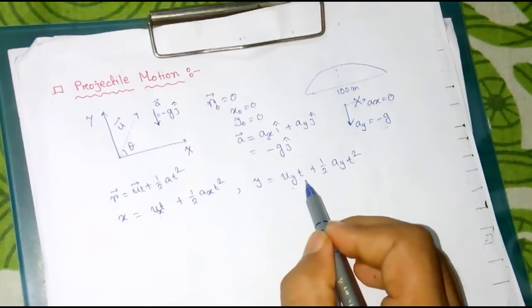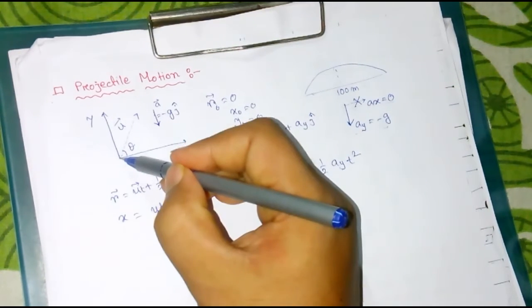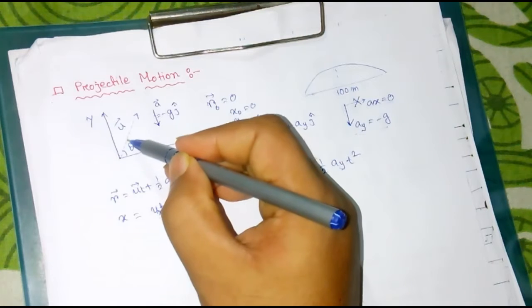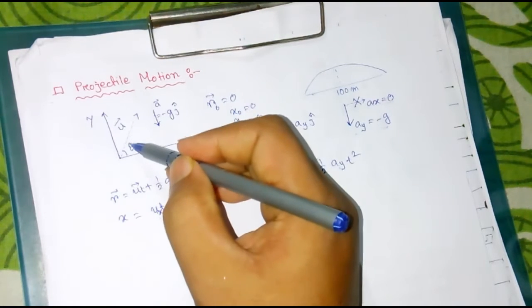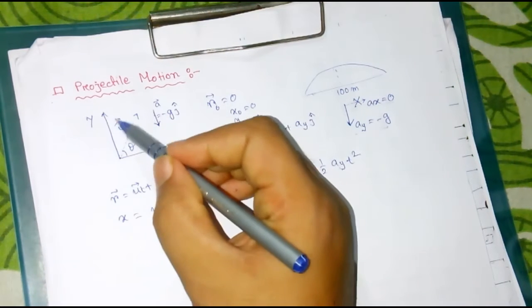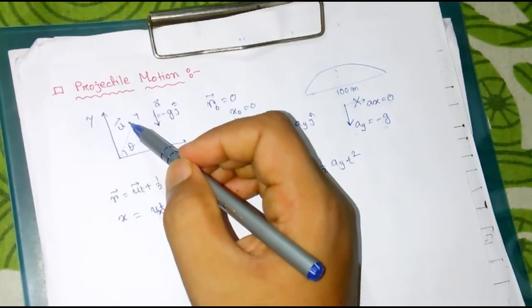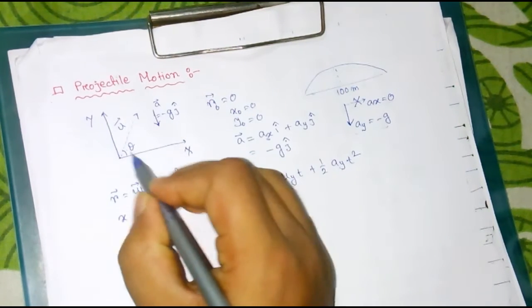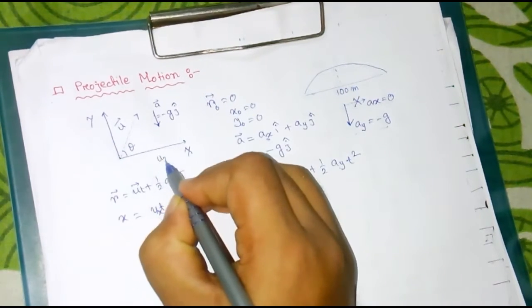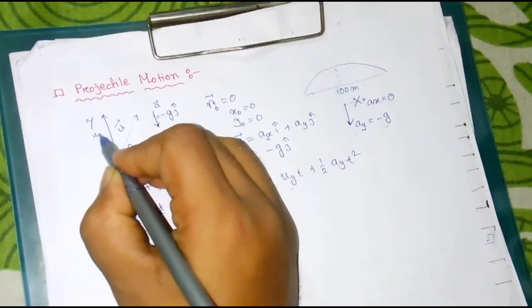But what is ux and uy? Now as you throw the ball in this direction with the initial velocity u vector, we can tell that u has two components: one along the x-axis and one along the y-axis, in this direction and along this direction. This direction we can consider ux, and this direction we can consider uy.